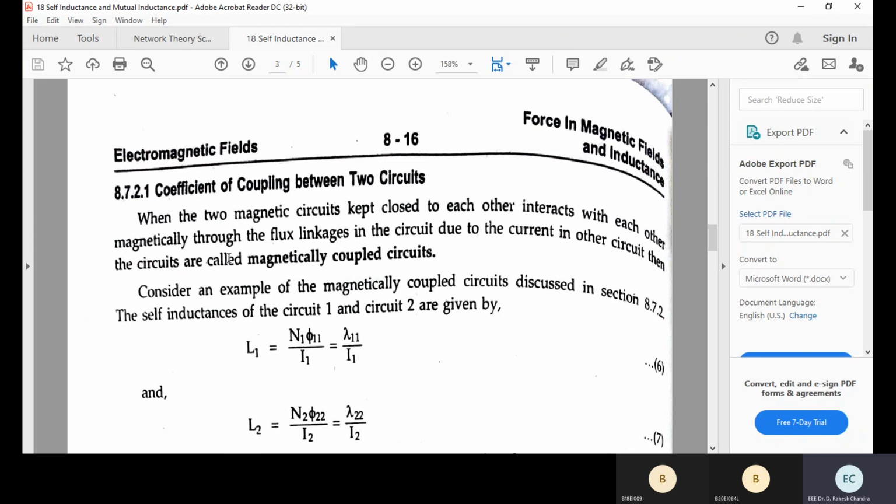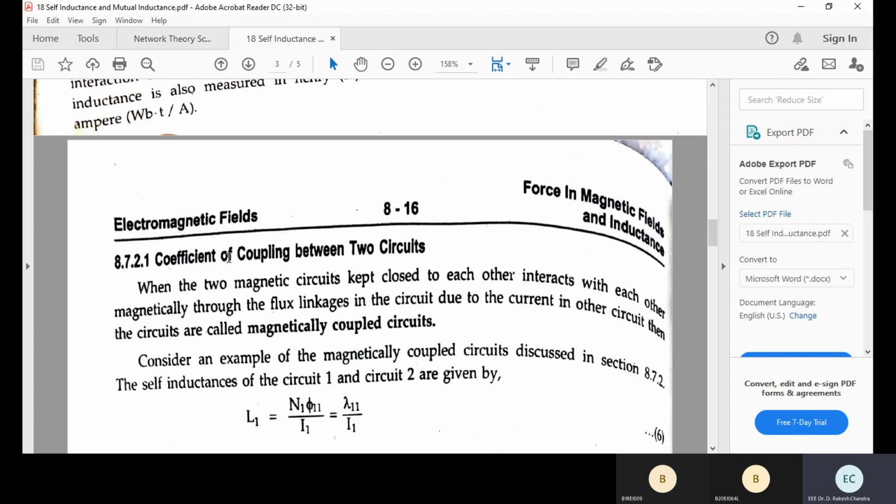The transformer is the best example of magnetically coupled circuits: electrically isolated and magnetically coupled. What do you mean by magnetic coupling? It means that when two magnetic circuits kept close to each other interact magnetically through the flux linkages in the circuit due to current in the other circuit. That's what we have seen.